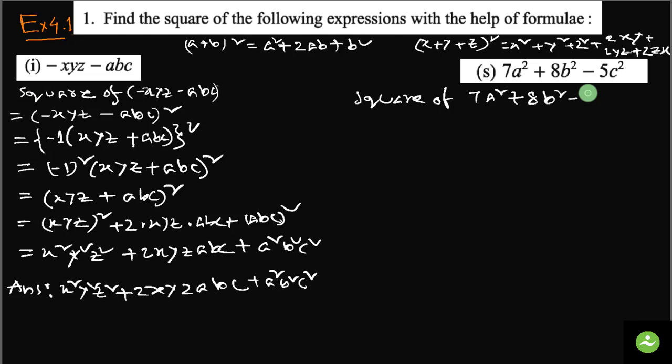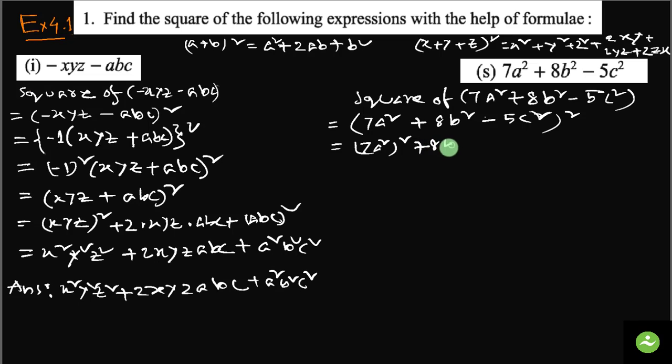Okay, the square of 7a square plus 8b square minus 5c square equals to 7a square plus 8b square plus minus 5c square whole square equals to, as we know, x plus y plus z whole square equals to, so this should be 7a square whole square plus 8b square whole square plus minus 5c square whole square. Okay, as we know the formula, there is no minus sign, so let us put plus here, and inside should be the minus 5c, and if we multiply plus with minus, the result is minus.